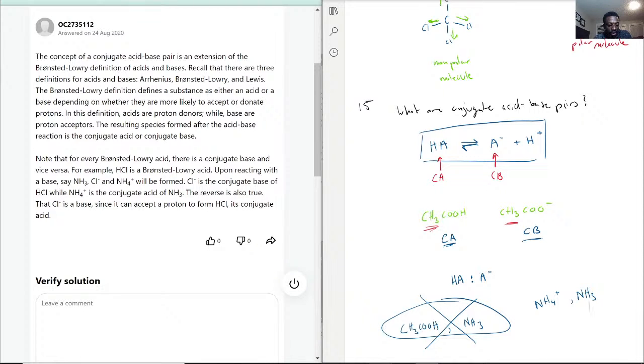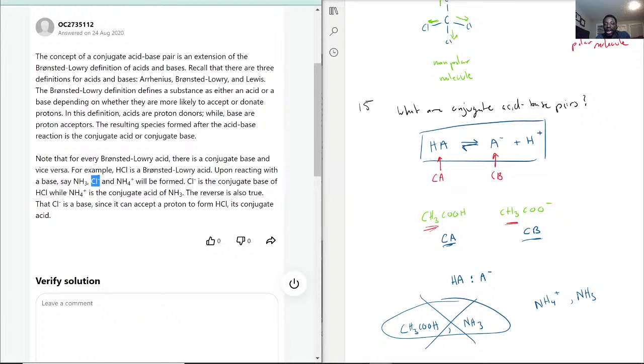HCl and NH3 react. Exactly, NH4 is a conjugate acid for NH3, and in this case, HCl is a conjugate acid and Cl minus is a conjugate base. But that one can't be used to make buffer solutions because hydrochloric acid is a strong acid, and so when it dissociates completely, you can't make a buffer solution out of that.